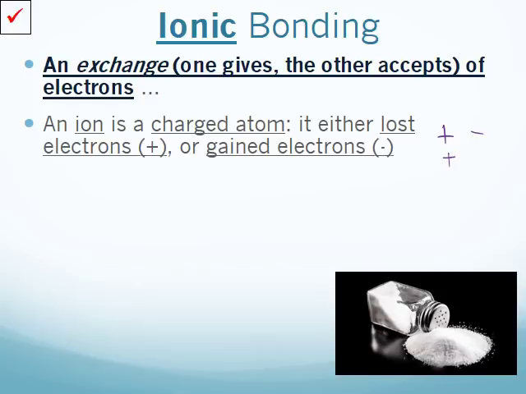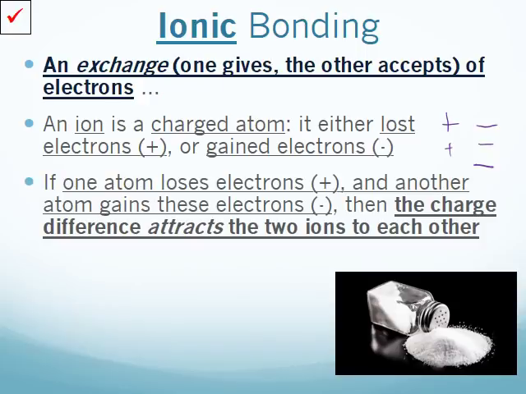And vice versa goes for a negative charge. If you gain an electron, you have more electrons than protons, or more negative charges than positive, giving it a negative charge. So simply put, if one atom loses electrons, becoming positive, and the other atom gains these electrons, becoming negative, it's going to act like magnets.